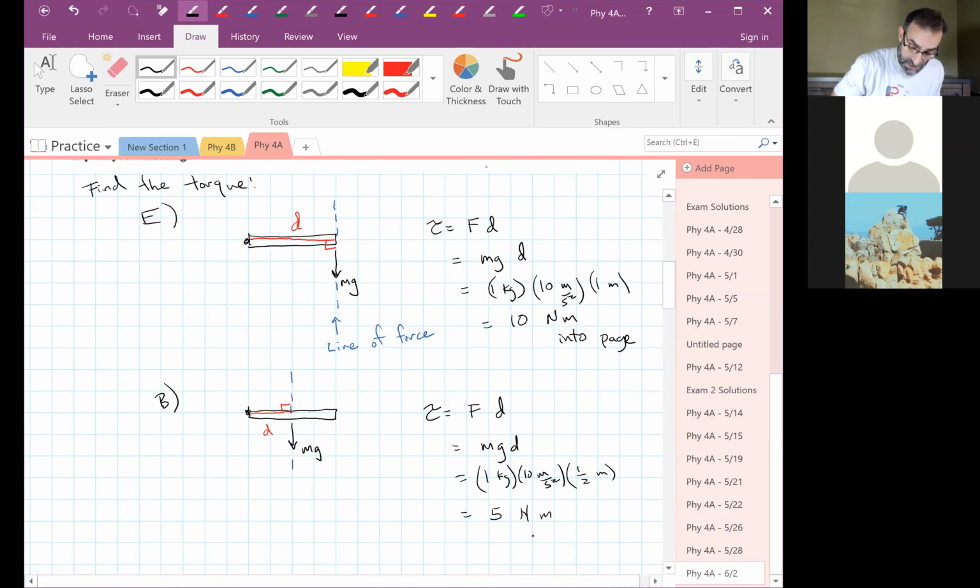And this next one is also into the page.